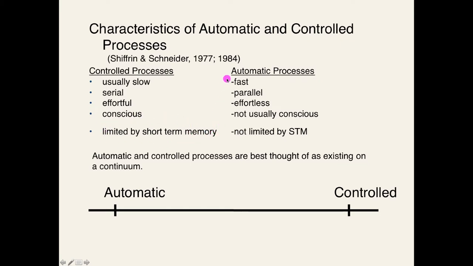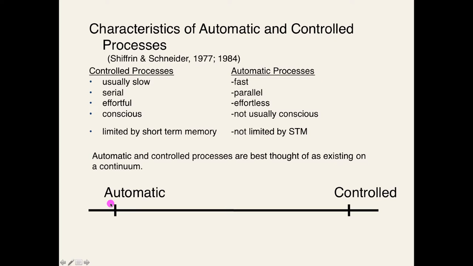In contrast, automatic processes are fast. They can be done in parallel. In other words, multiple things can be done at once. They take no effort, and they're not usually conscious, and therefore are not limited by short-term memory. Automatic and controlled processes are best thought of as existing on a continuum, though, as opposed to two separate categories.